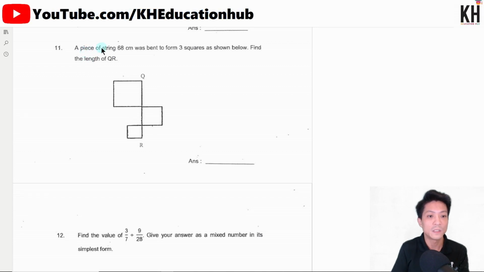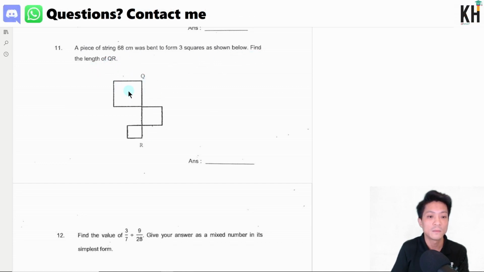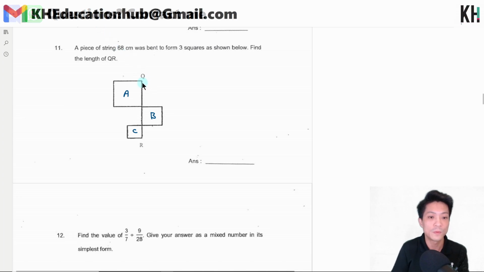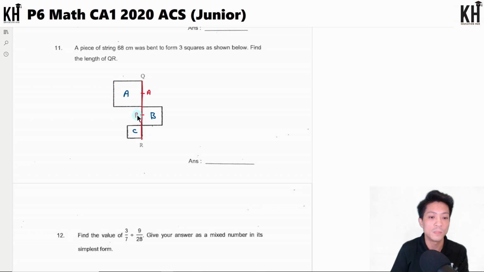Question 11. A piece of string 68 cm was bent to form 3 squares as shown below. Find the length of QR. For this question, I'm going to name these 3 squares A, B, C. The first thing we have to realize is this length over here. QR consists of A plus B plus C.